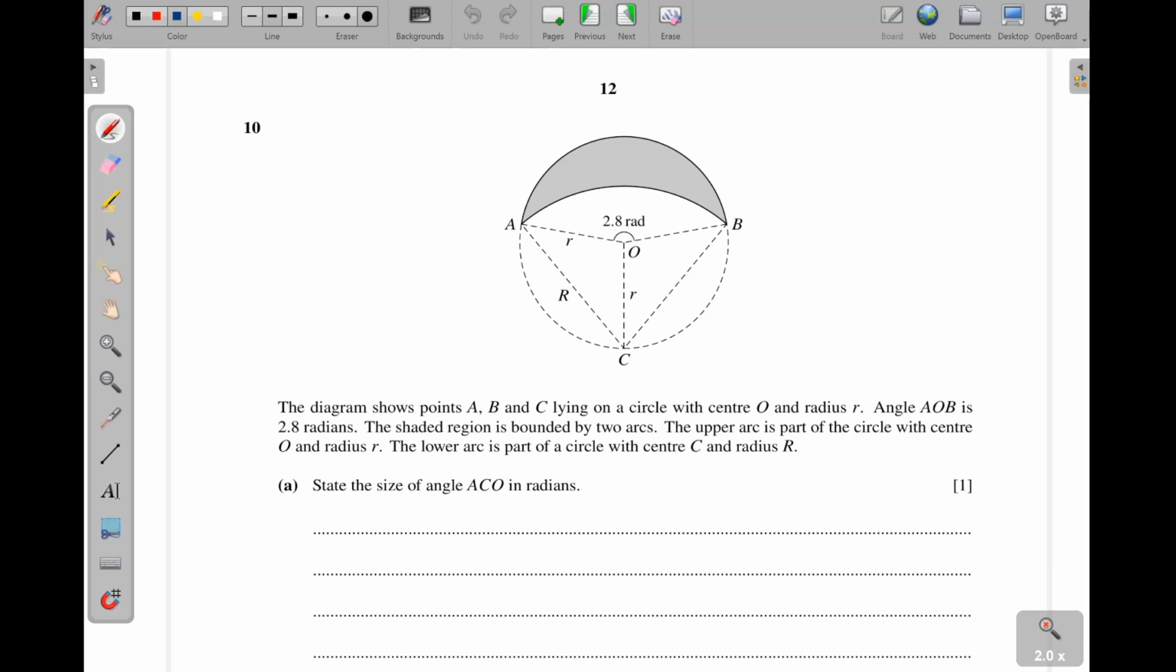Question 10 is coming from circular measure. The diagram shows points A, B, C lying on a circle with center O and radius R. Angle AOB is 2.8 radians. The shaded region is bounded by two arcs.